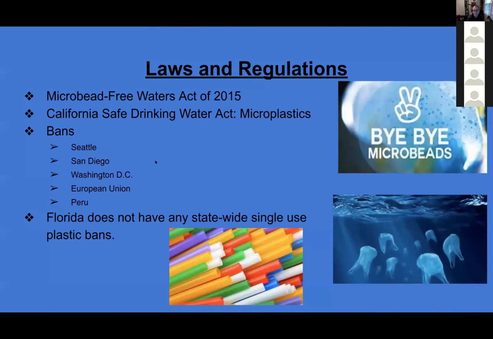Laws and regulations for this. The Microbead-Free Waters Act of 2015 was a bill that amended the Federal Food, Drug, and Cosmetic Act to ban rinse-off cosmetics that contain intentionally added plastic microbeads beginning on January 1st, 2018, and to ban manufacturing of these cosmetics beginning on July 1st, 2017.